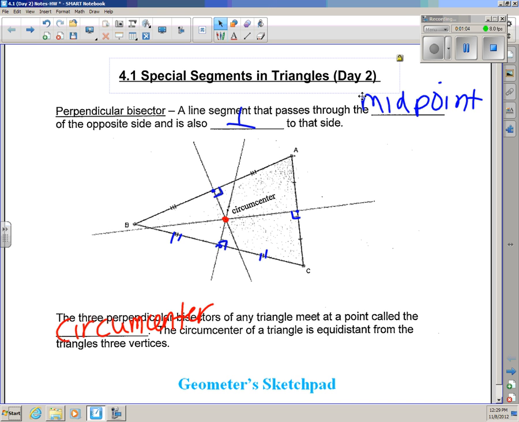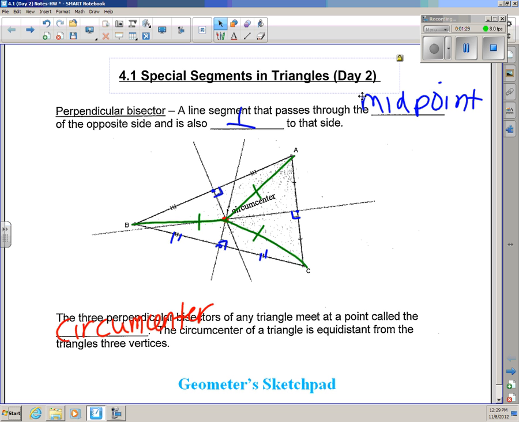And what's special about the circumcenter is that if we were to draw a line segment from the circumcenter to each vertex of the triangle, circumcenter to A, circumcenter to B, and circumcenter to C, those segments would all be congruent. So that's the only thing that's really special about the circumcenter.